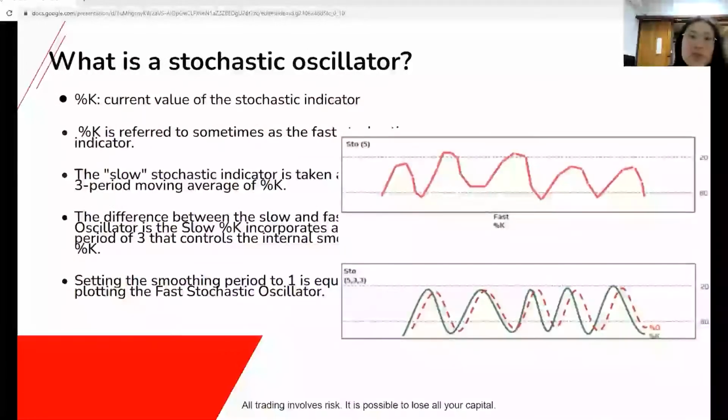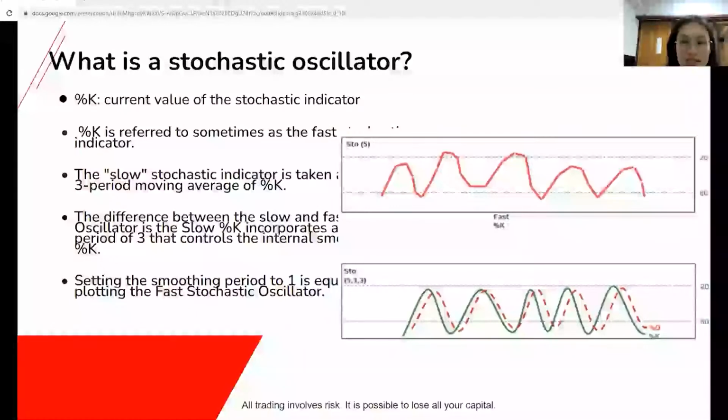Okay, so let's move on to Stochastic. My image is covering a little bit of the words, so sorry about that. I'm just going to briefly go through this, because you don't exactly need to know how it's calculated if you're using TradingView or MT4, because if you just select the indicator, it's already calculated for you. But this is just FYI.